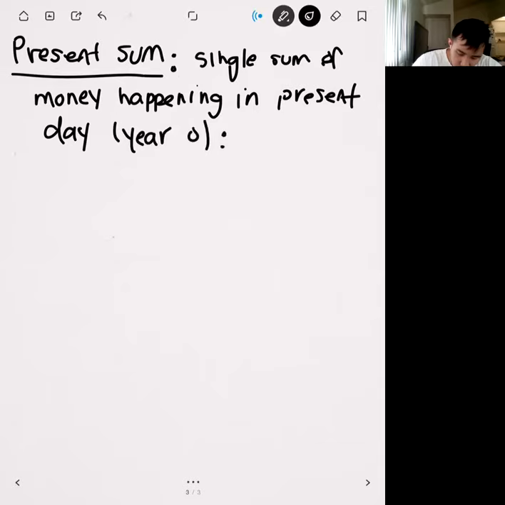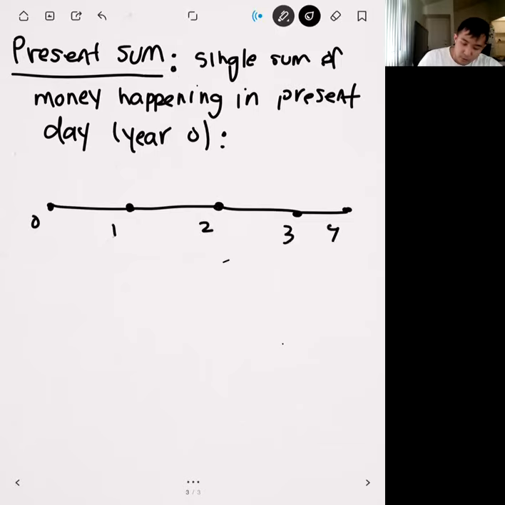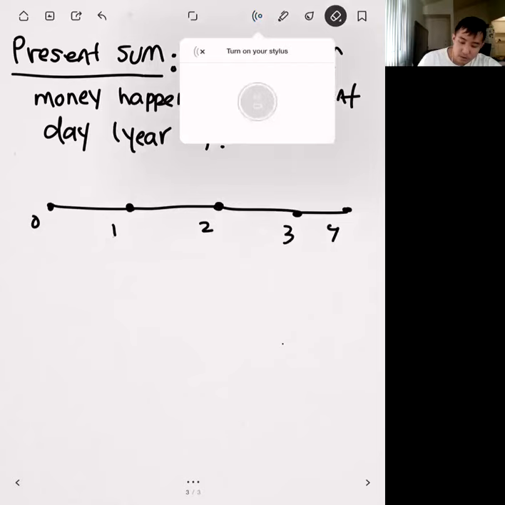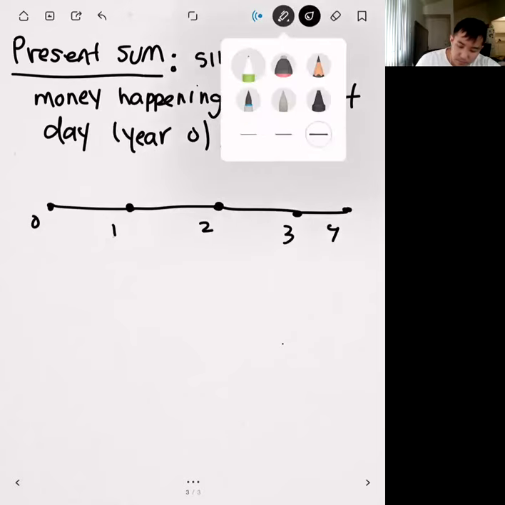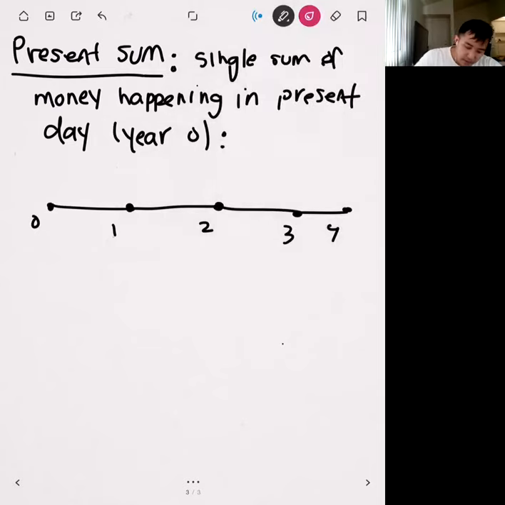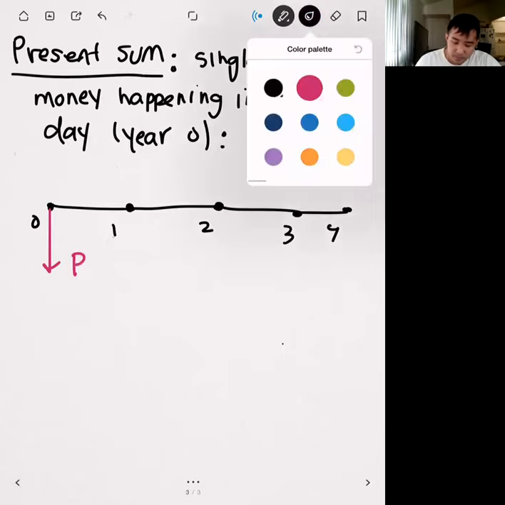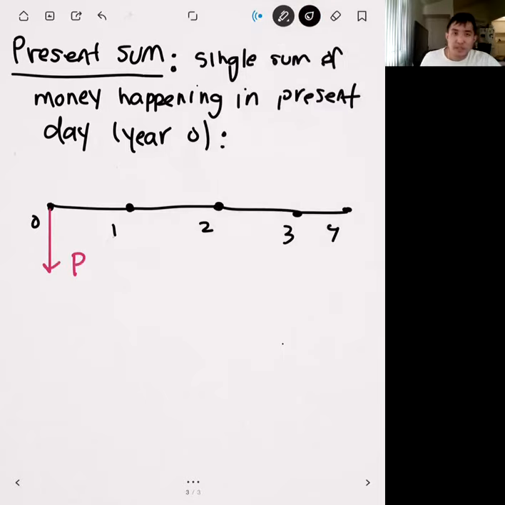If we have a cash flow diagram that looks like this, with years 1, 2, 3, 4, a present sum will simply be a sum of money that happens at year 0. Let's say we have a present cost with a value of P. Present really means present, so it happens right now. Present sums are, I think, pretty easy to interpret.